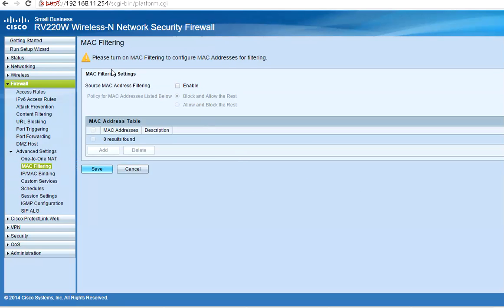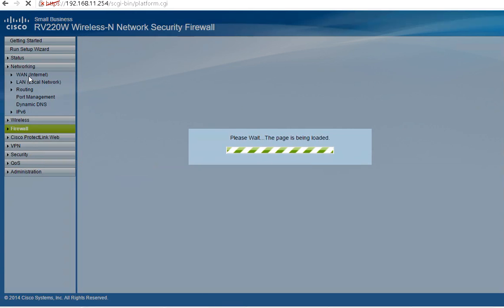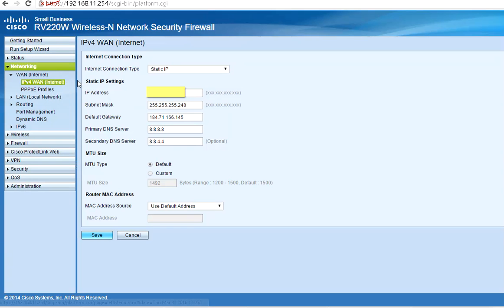Okay, we have a Cisco RV220 wireless router firewall. So here it is. So when I'm in the network, there's only one network IP address settings, so it seems I'm not able to directly utilize the multiple public IP. But there's a way.